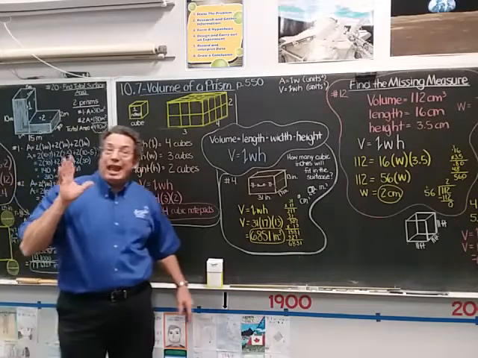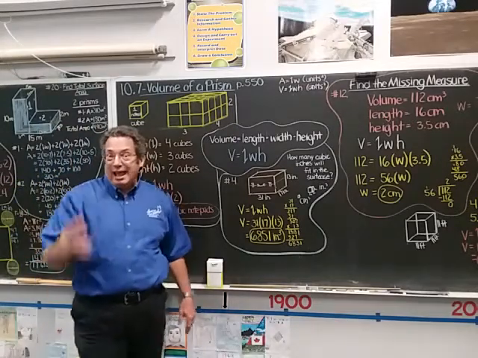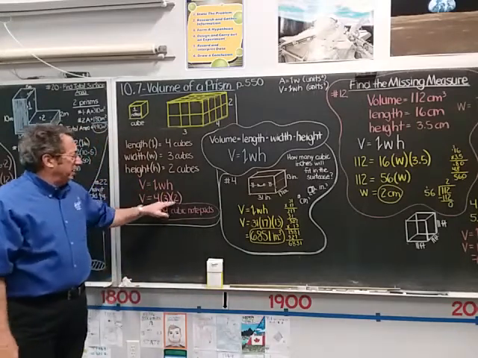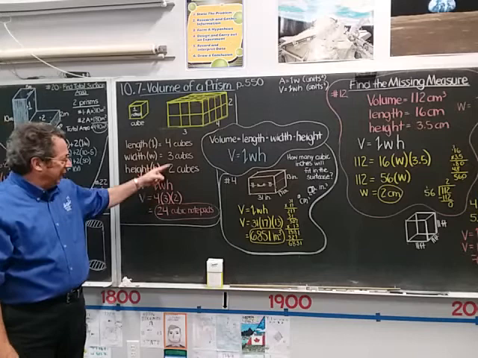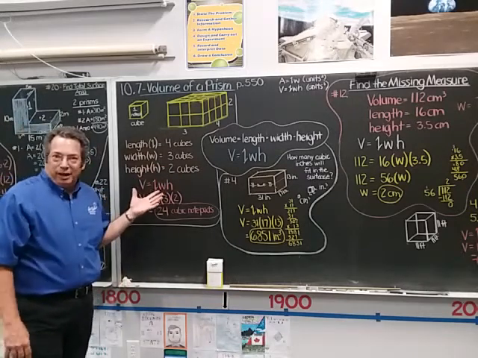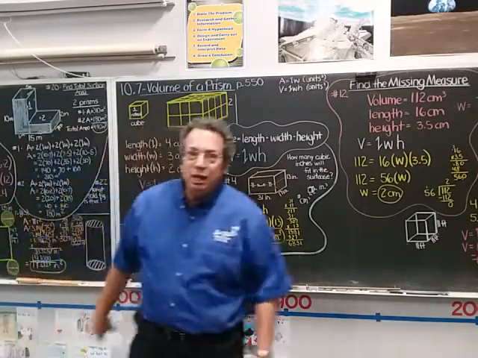Now you notice we use a capital V. It's a capital V, not a lowercase v, but a capital V for volume. So volume equals 4 times 3 times 2. Length times width times height. So that equals 24 cubic notepads would fit in there. So you don't have to have the actual notepads and all that. It would be 24 of them.